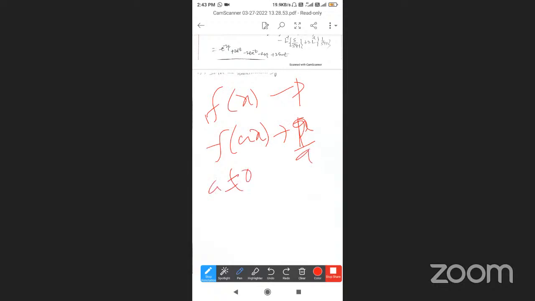Next, a periodic example: if f(x) has period p, then f(ax), a not equal to 0, also has period p/a. For example, sin nx has period 2π/n, and tan nx has period π/n. So this is its period.